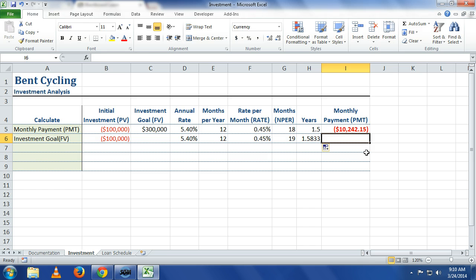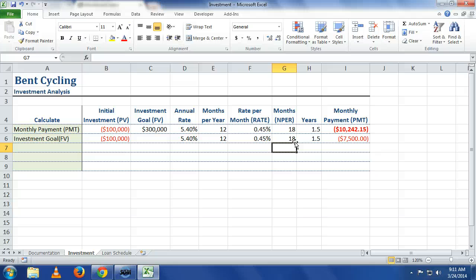Okay, and let's say in this case, I'm not trying to calculate how much I need to invest to get to 300,000. Maybe Diane knows that all she can sock away each month is 7,500. So let's put that in here, negative 7,500. And hit enter.